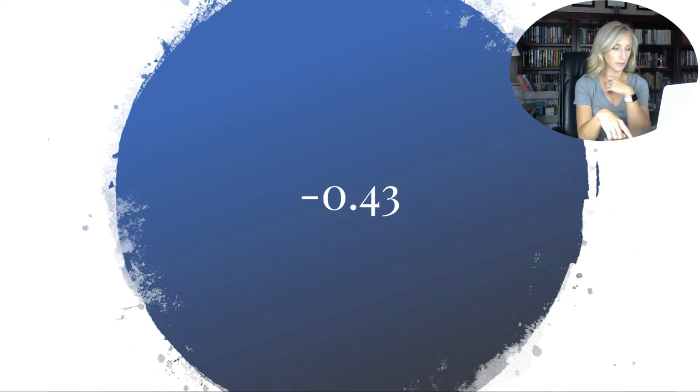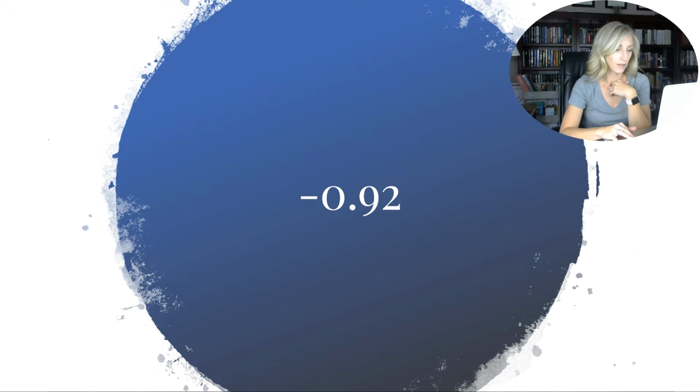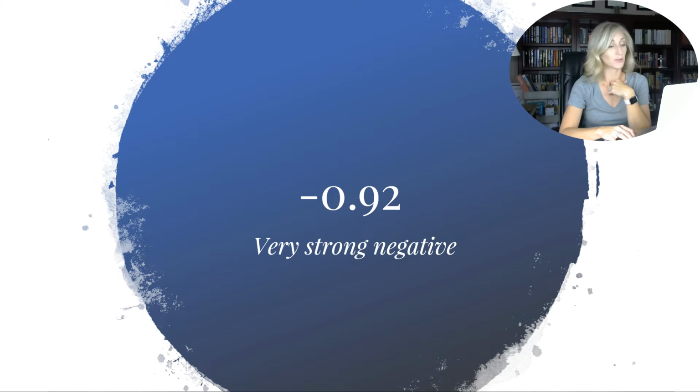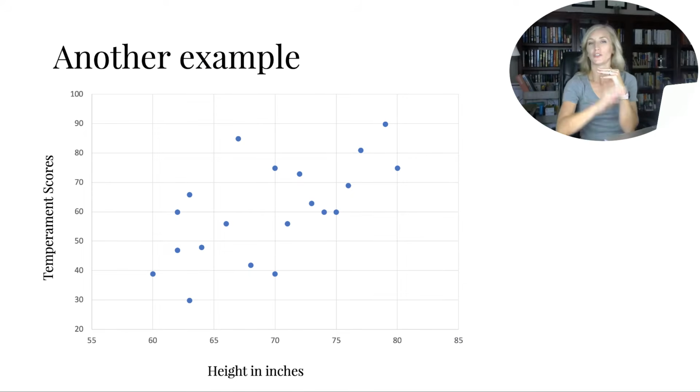All right, let's look at the next one. Negative 0.43. How strong is it and what direction? Hopefully you see that it's a negative direction, but it's moderately weak, right? It's almost at the halfway point, but it's on the weaker side. Negative 0.92 is really strong, but it's still negative, right? It's negative, but it's still really strong. So come up with two variables that would have that correlation coefficient.